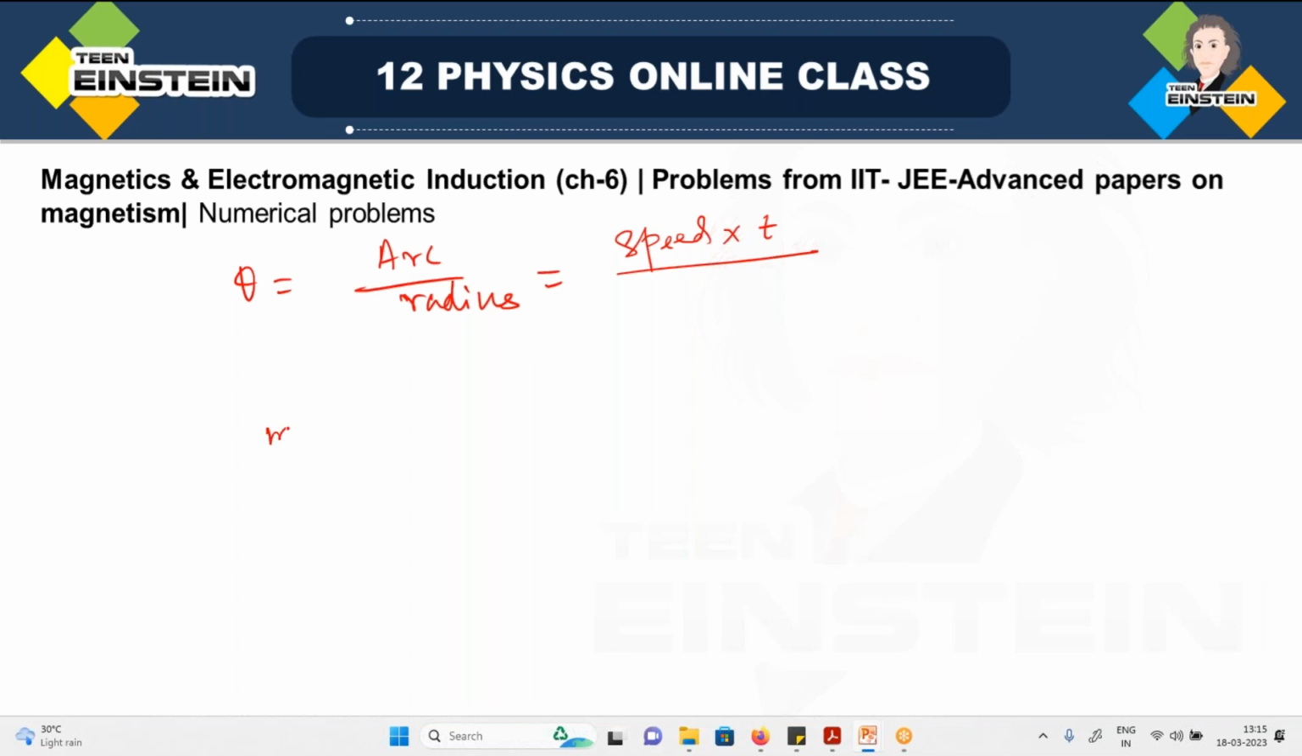For the radius, we know mv square by r is equal to qvb. So v goes from here. We have to find out the radius. R is actually mv by qb. So we can apply this here, mv by qb. This is the radius of the arc.